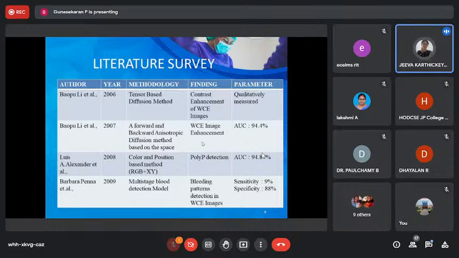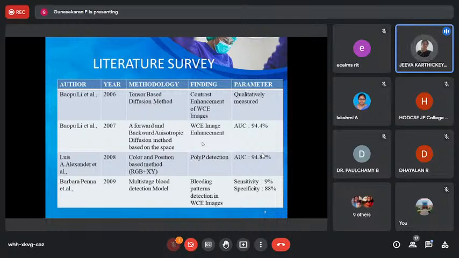Another section is the literature survey. Various global and local enhancement methods are available. In 2016 there was the tensor-based diffusion method, whose main finding is contrast enhancement. Next is the forward and backward anisotropic diffusion method. Another method of image enhancement is color and position based. Because wireless capsule endoscopy images are color images, we have to convert the color to RGB, otherwise convert to luminance HSV images. We perform this on the images in both modes, RGB and HSV.